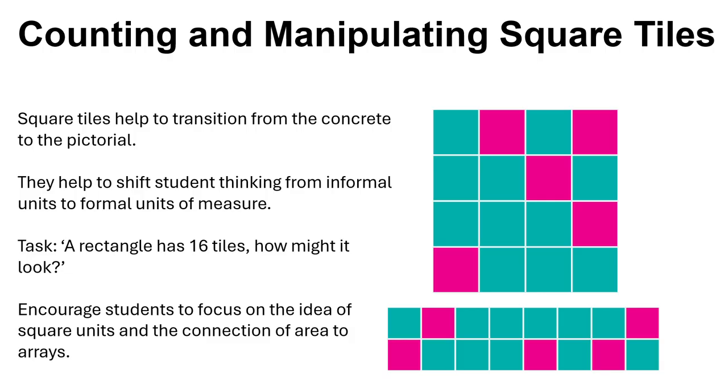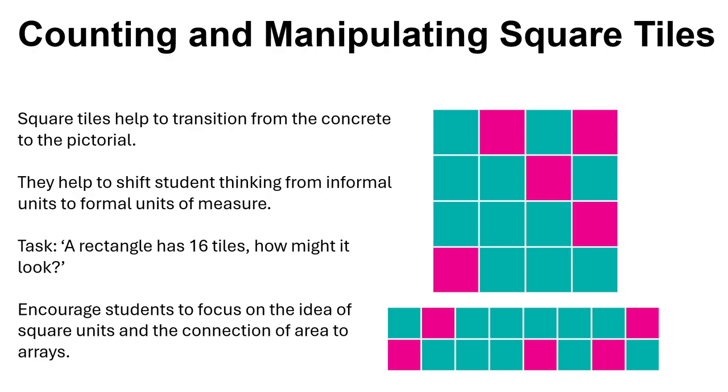Okay, counting and manipulating square tiles. I put this as the next part of the learning trajectory because square tiles are a nice bridging point between the informal and formal. Square tiles help to transition from the concrete to the pictorial in that concrete-pictorial-abstract model. They help to shift student thinking from informal units to formal units of measure.